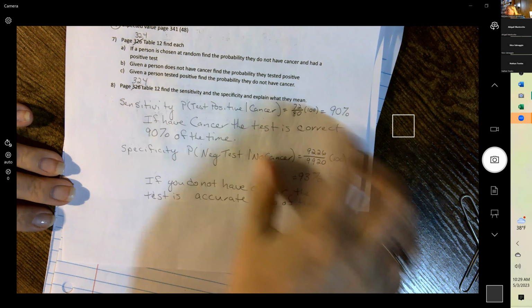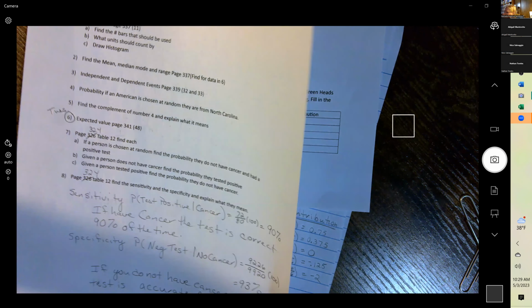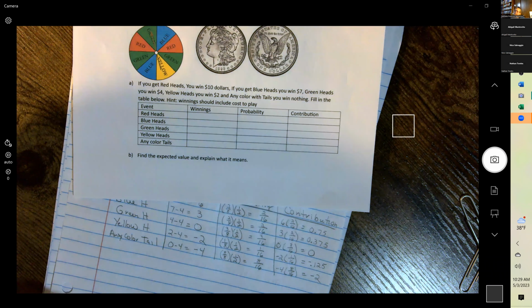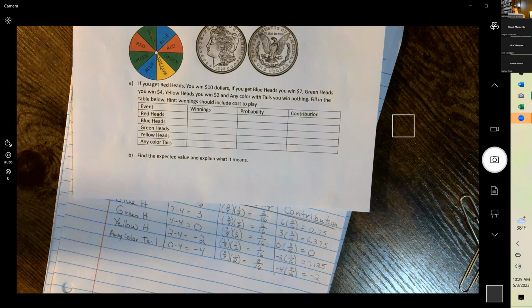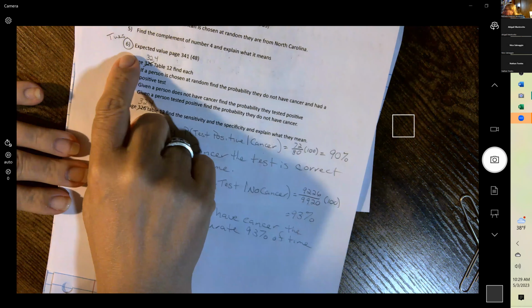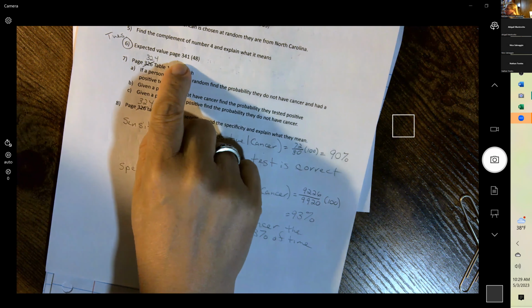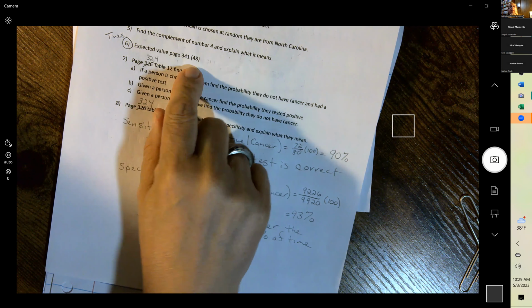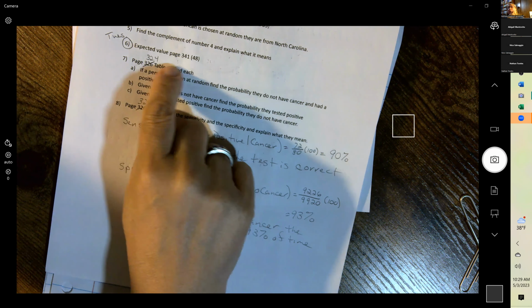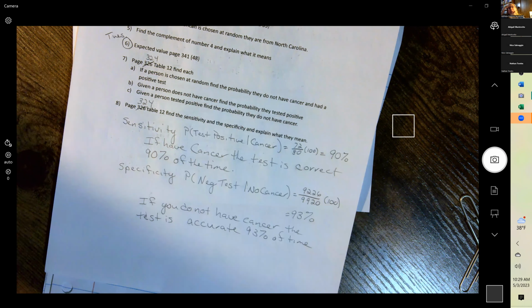Similar to, no, that's not that one. Wait a minute. Histogram, independent probability. Oh, no, there isn't one. Oh, yes, there is. There it is. I knew there was one. It's number 6. Okay, page 341, number 48. But it's already set up. You just find the expected value.